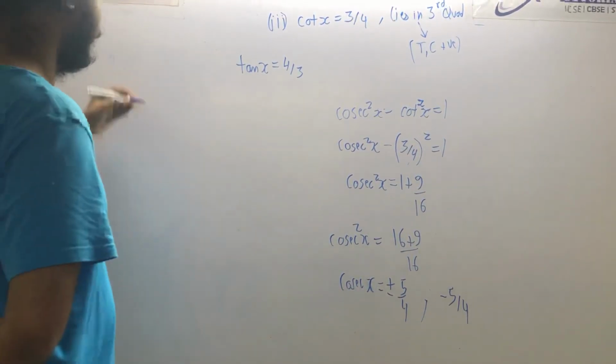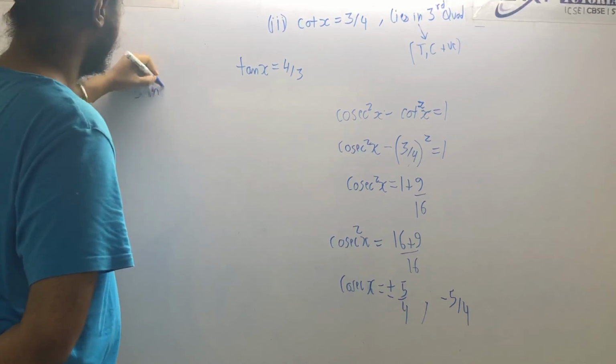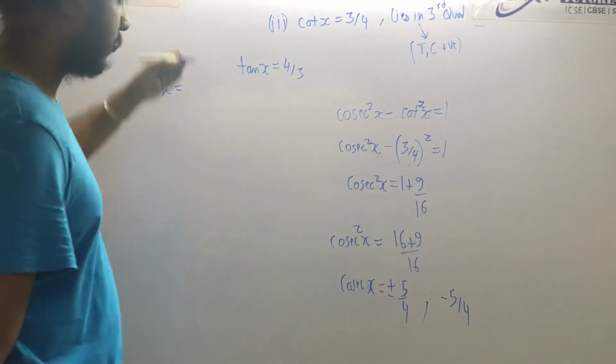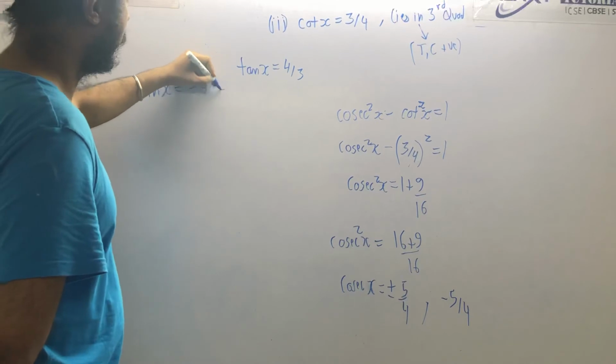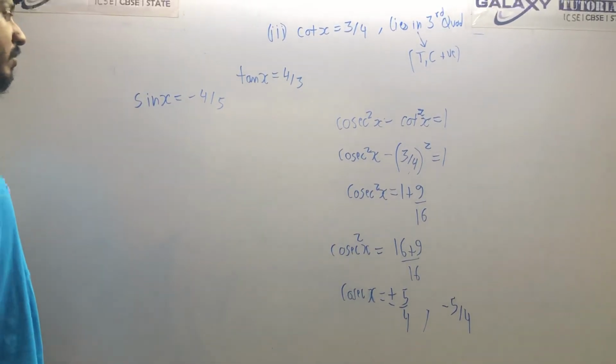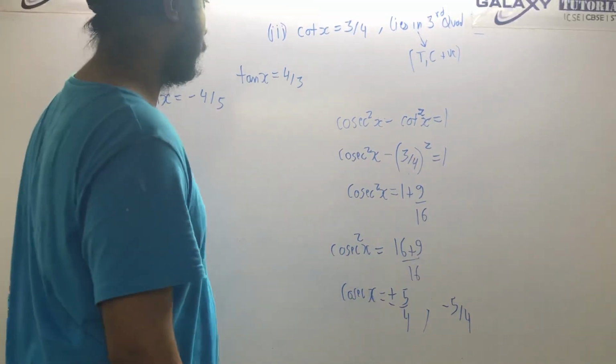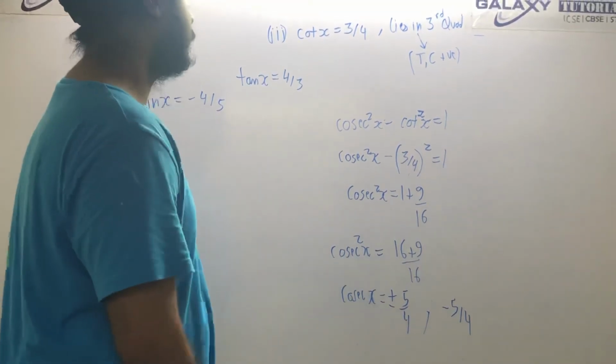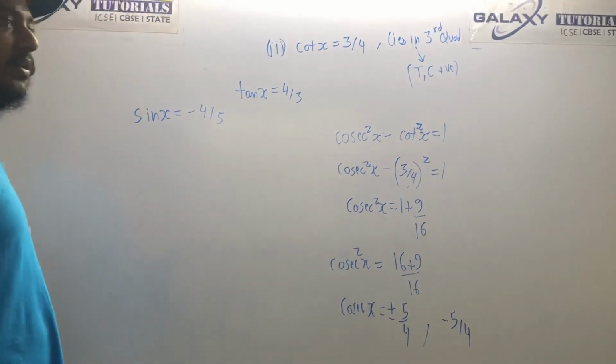Now you know cosecant x, so sin x. Sin x will be what? Inverse of cosecant x, so minus 4 by 5. And now what is remaining? Cos you know, sin you know. Secant and cos are remaining.